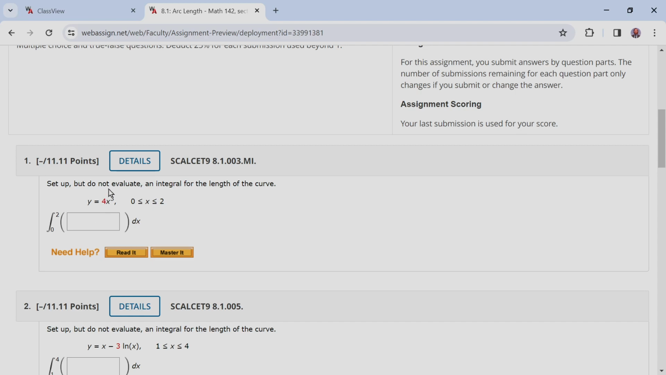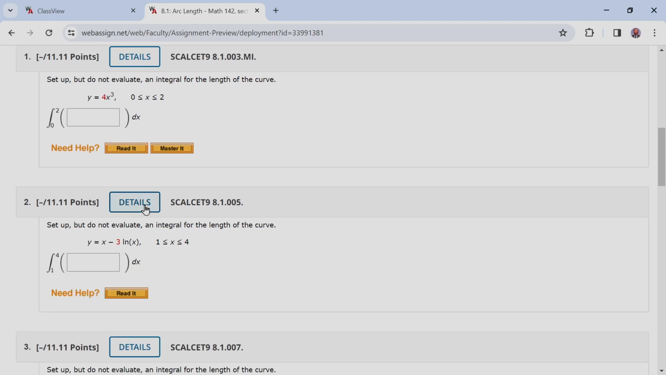So if you want to set it up, you need square root of 1 plus f prime squared. Well, if f is 4x plus 3, you take f prime, 12x squared, you square that, you get 144x to the fourth. And so here you'd have square root of 1 plus 144 x to the fourth dx. That would be your result. Right, set up a do not evaluate.